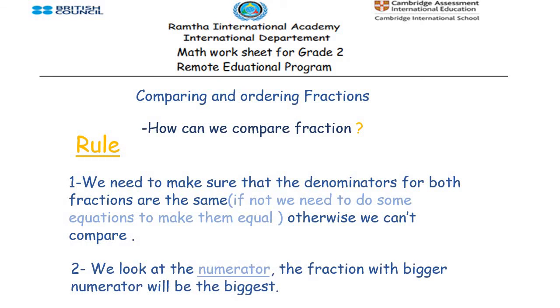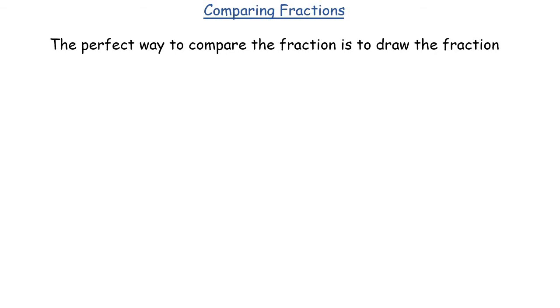Number two, when comparing, we need to look at the numerator. The fraction with the bigger numerator will be the biggest. So the bigger numerator is the biggest fraction. Excellent.